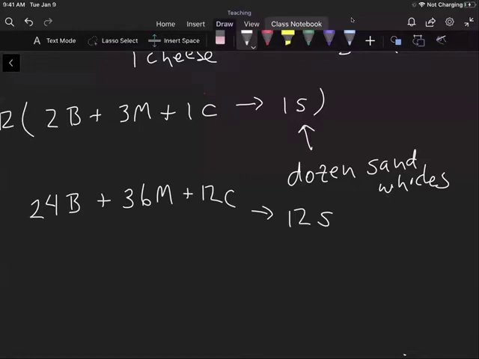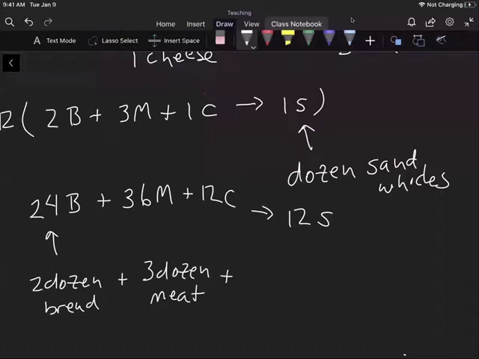Okay, so now I have each of those components and how much I need of each. Okay, so I could also say, well, look at this. This is 24, that's 2 dozen. So really I need 2 dozen bread slices plus 3 dozen meat plus 1 dozen cheese, and that gives me 1 dozen sandwiches.